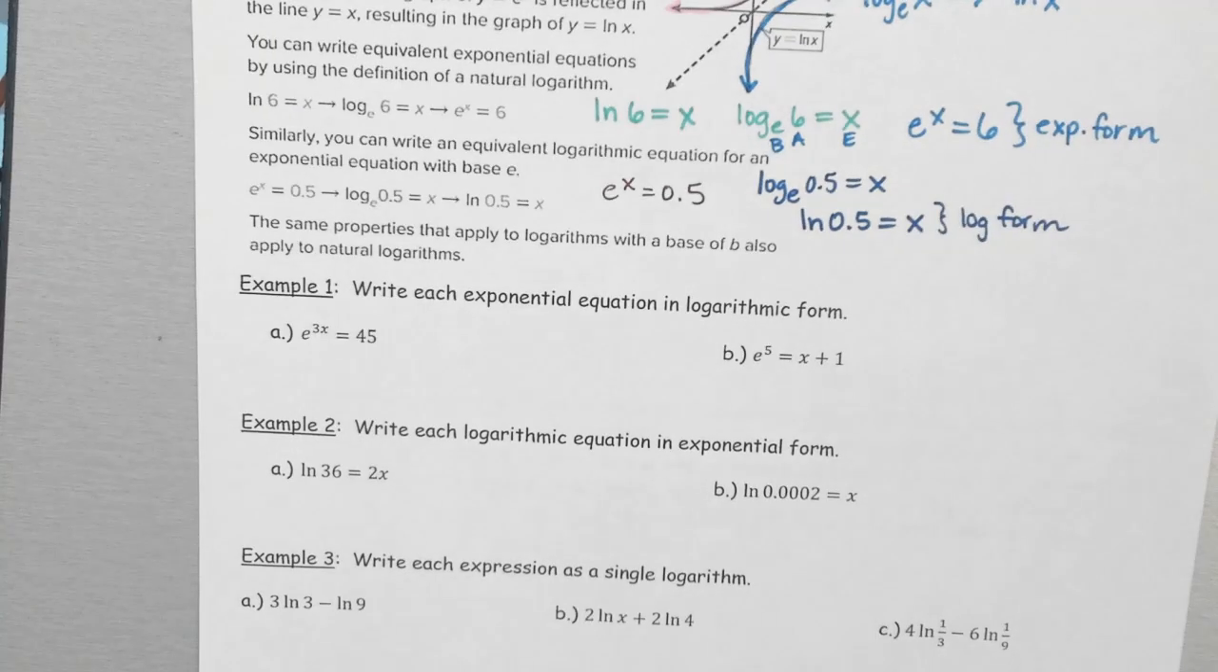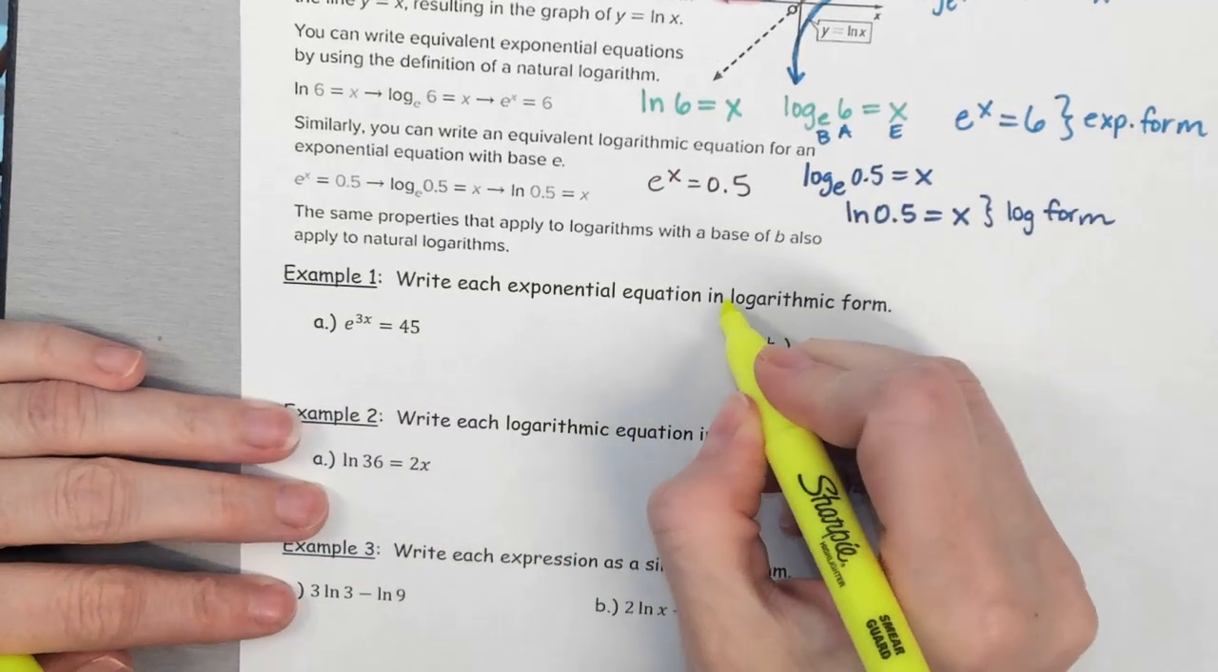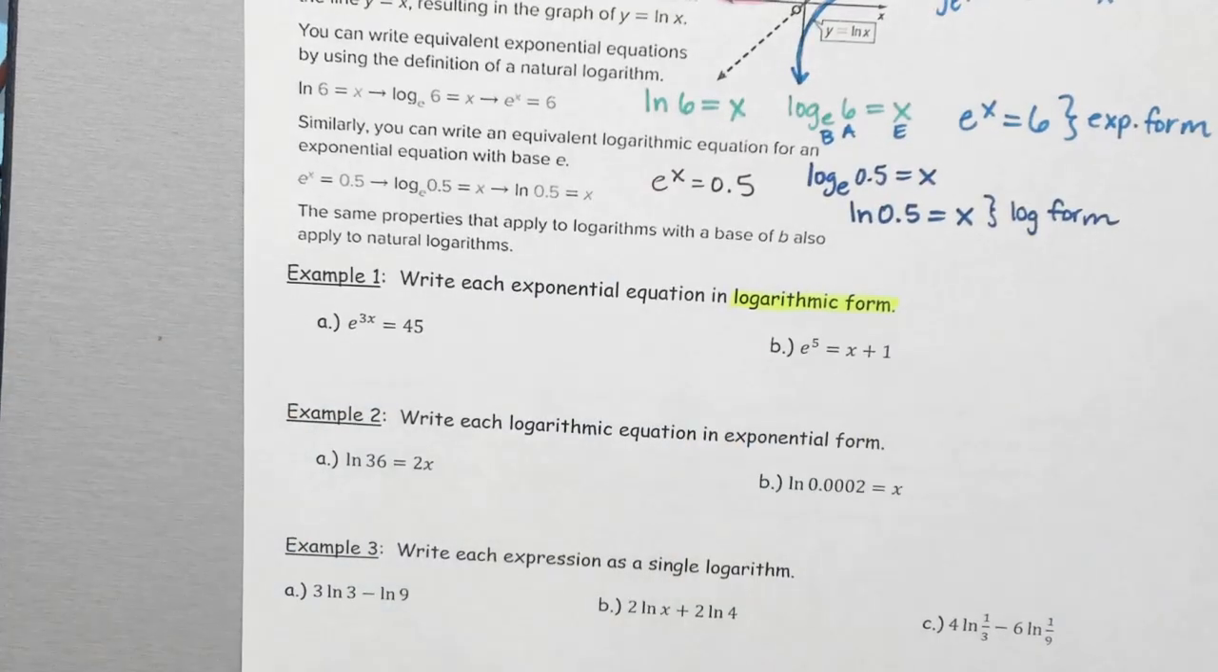The natural log is a type of log. It is just a log with a base of e, which means all of the same properties that apply to logarithms with base b are also going to apply to the natural log. Now we're going to write each exponential equation in logarithmic form. You're given exponential, and you have to write it as a log.